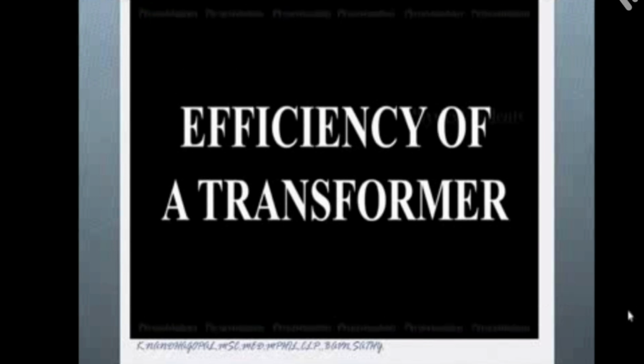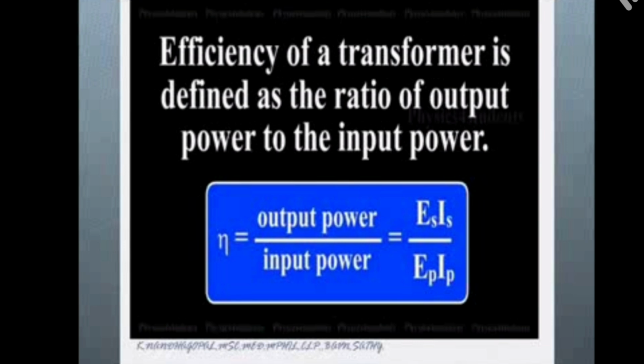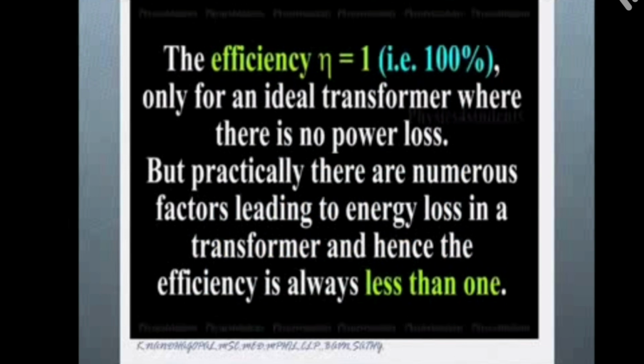So, efficiency of a transformer. Efficiency of a transformer is defined as the ratio of output power to input power. Power equals V into I, so it is ES IS by EP IP. Power is voltage into current. Here ES is the applicable voltage. ES IS by EP IP, so that is eta.